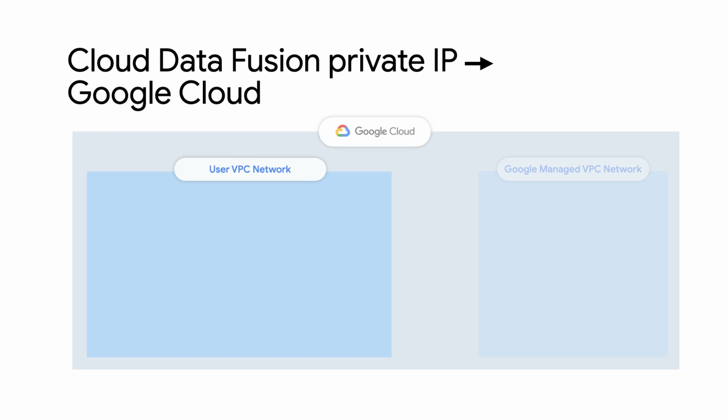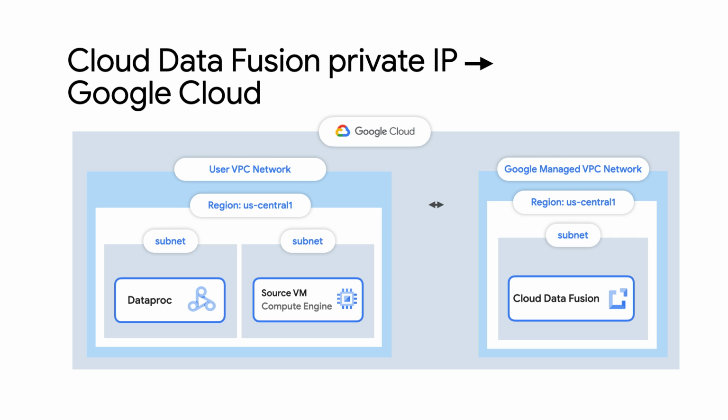For sources that are hosted within the user VPC, Cloud Data Fusion will connect over a VPC peer. Firewalls must be configured in the source VPC to allow the source to communicate with the Cloud Data Fusion instance, as well as the Dataproc execution environment.